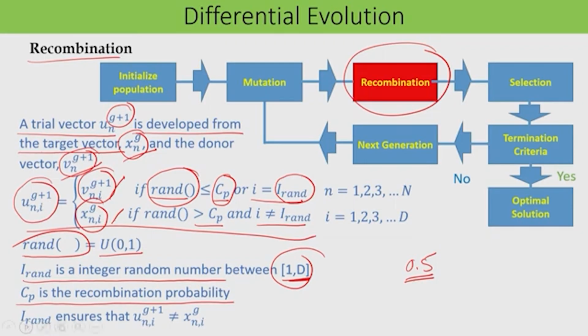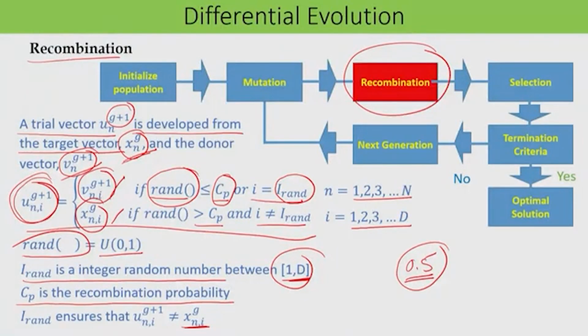So, i_rand ensures that u_n,i,z+1 is not equal to x_n,i,z. This will ensure it, because once i equals i_rand, certainly we are getting something from the donor vector. Anyway, depending upon this probability, you will get some variables from the donor vector and some variables from the target vector. This process will continue for n equal to 1 to N and i equal to 1 to d. So, you are getting a new trial vector now, and this vector is u_n,i,z+1.